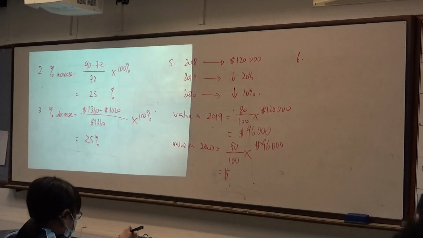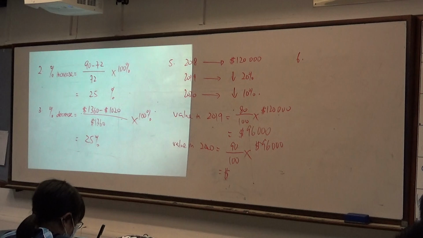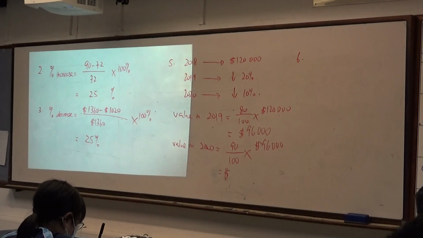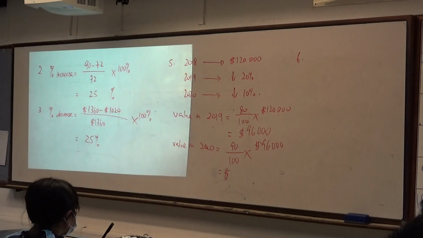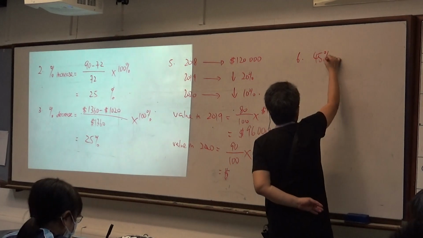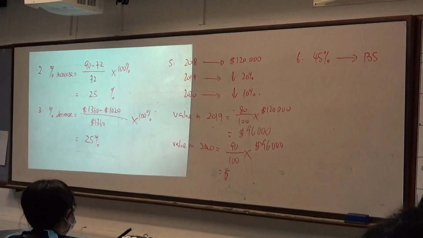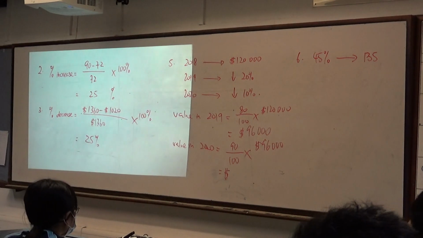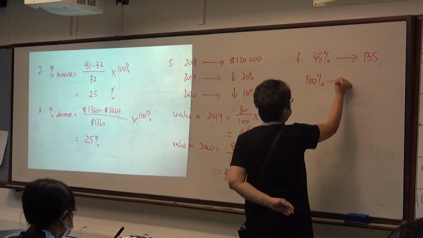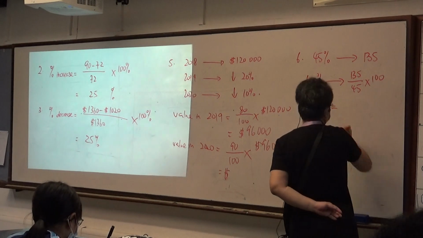Question 6. 45% of the students who took part in a creative writing competition were boys. If 135 boys took part in the competition, find the total number of students who took part in the competition. Okay. Do you agree that 45% corresponds to 135? Correct. Total number who take part is how many percent? 100%. So it's 135 over 45 times 100.